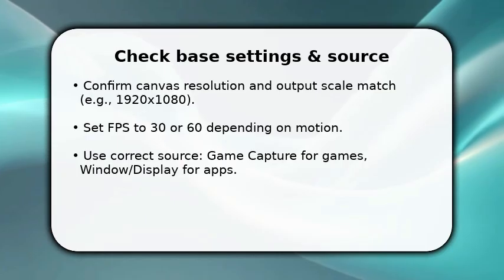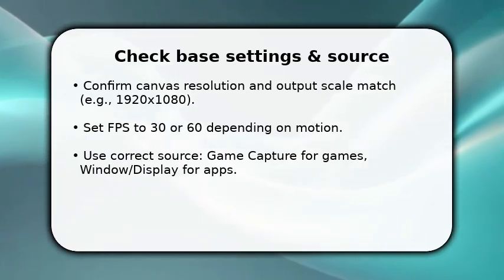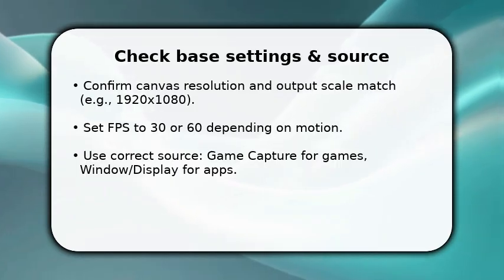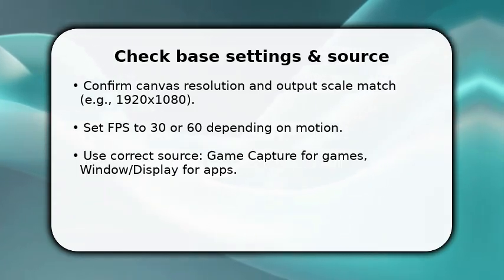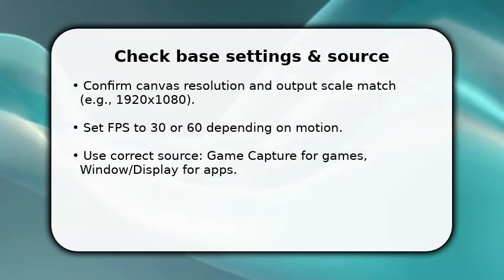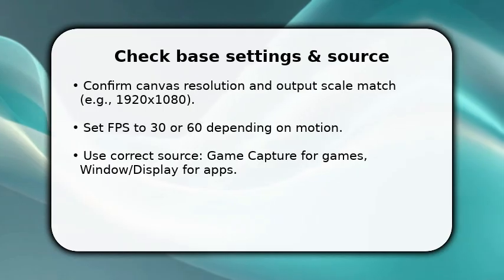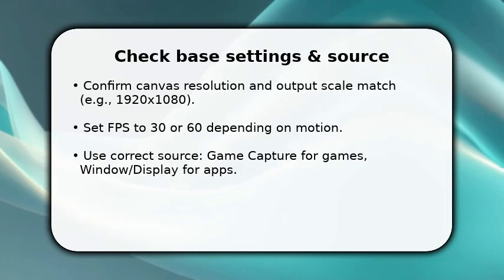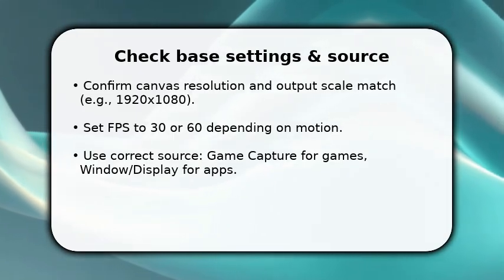You're starting by locking down the basics that actually cause blur. Open Settings and set base canvas and output, scaled resolution to the same values so OBS isn't upscaling or downscaling in real time. Next, set FPS to 30 or 60 based on how smooth you need motion to be. Higher FPS needs more bandwidth.